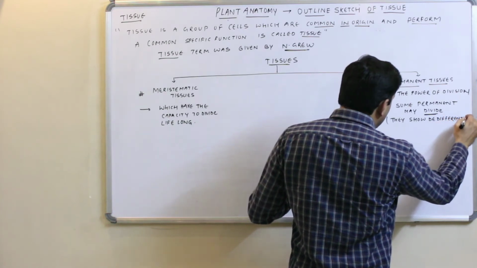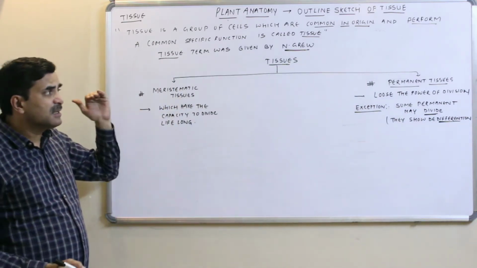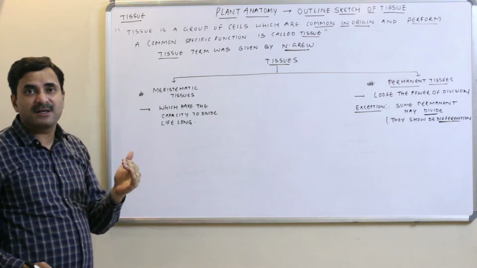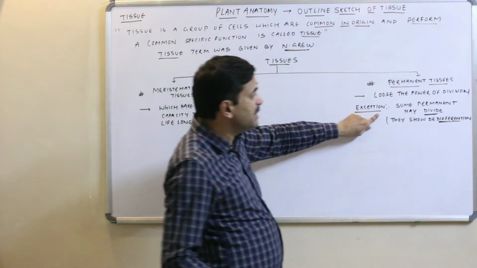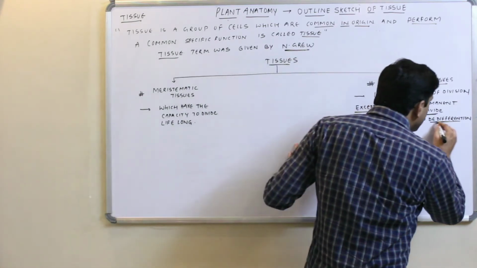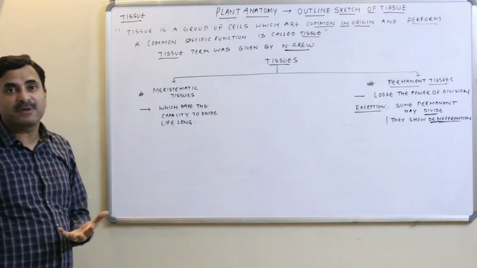Listen, when the cells get differentiated, then they lose the power of division. But again, there are some permanent tissues which can undergo de-differentiation and can again attain the power of division.